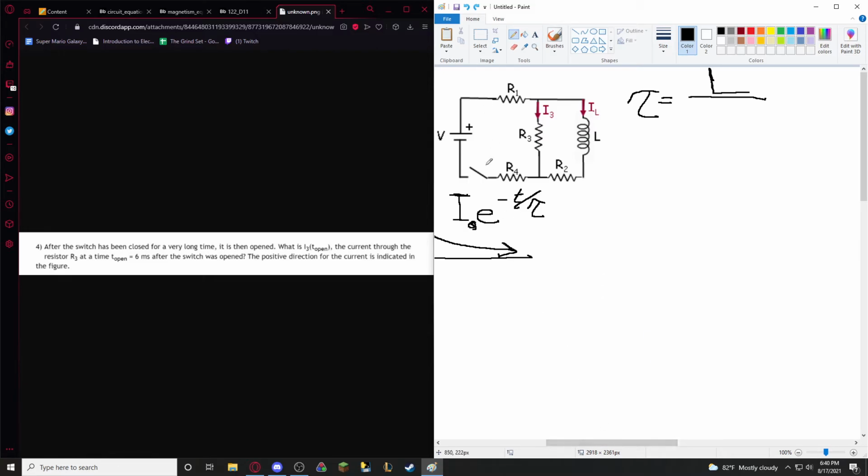So we don't need to worry about R1 and R4, so it's just the net resistance of R2 and R3. How do we get that? They're in series, so R2 plus R3. Exactly. So now we want to find the initial current through the inductor just as the battery is disconnected. We want to find I naught. How do we get that? Wouldn't that just equal I3?